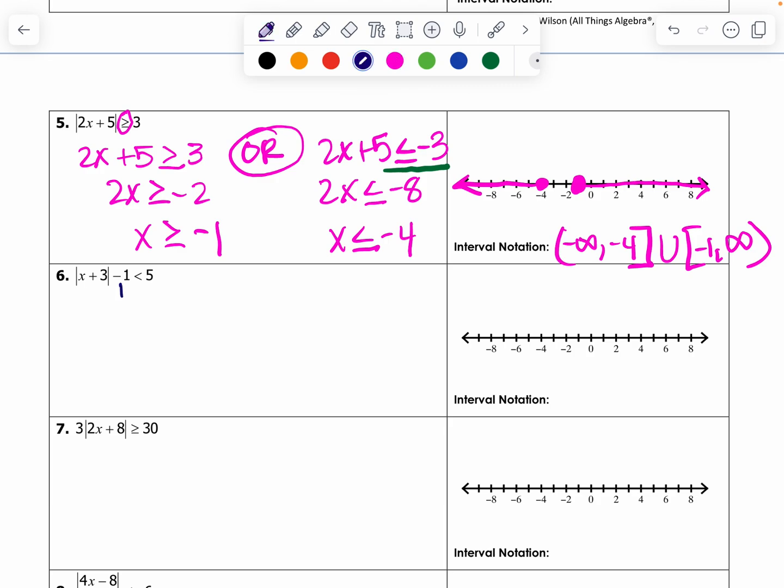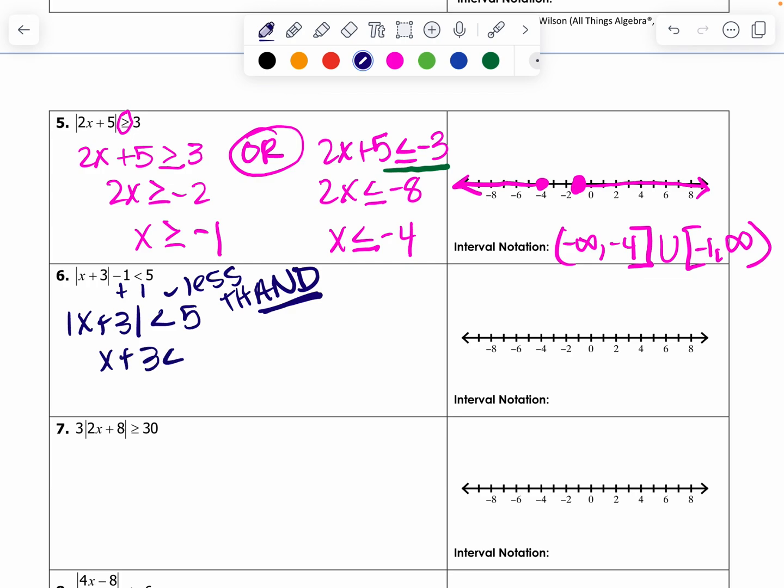First step, we isolate, so we add 1. So we get x plus 3 less than 5. And remember, this is less than. There's that and. So I'm going to go x plus 3 is less than 5, and x plus 3 is greater than negative 5. And we solve, x is less than 2, and x is greater than negative 2.